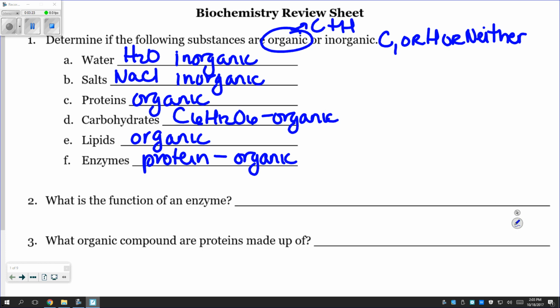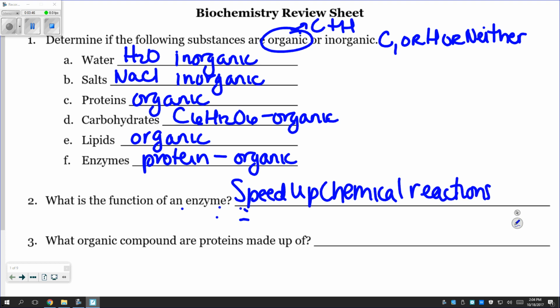Next up, we have what is the function of an enzyme? Remember, enzymes are going to be responsible for speeding up chemical reactions. So let's write that down. Check your answers as we go along. A lot of times people get in the habit of writing down digestion or they get in the habit of writing down synthesis. Let's not use those two examples, right? Those are two examples of chemical reactions. But what the enzyme actually does in that chemical reaction is that it helps to speed up the chemical reactions. It makes it happen a lot faster.